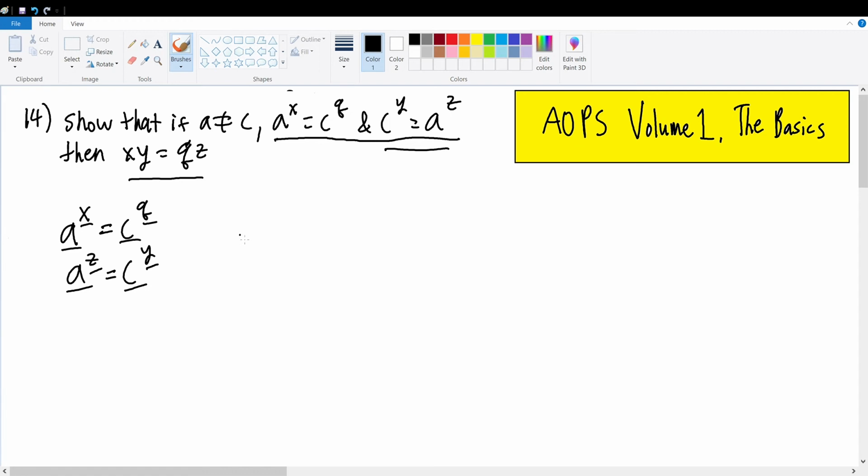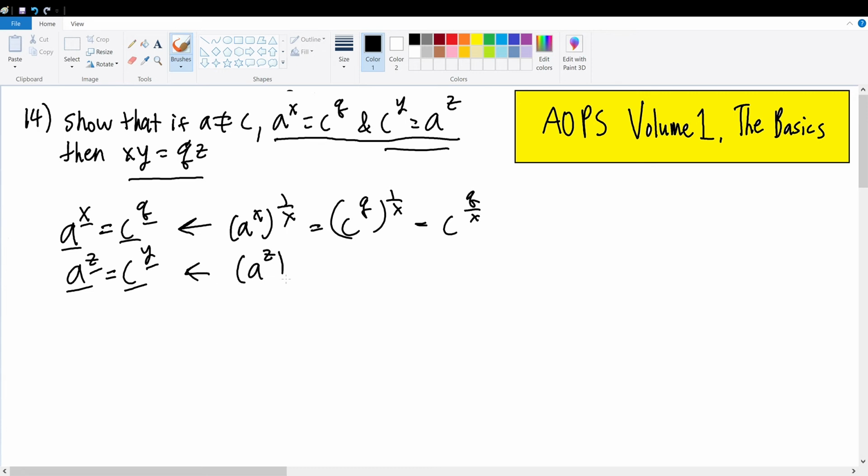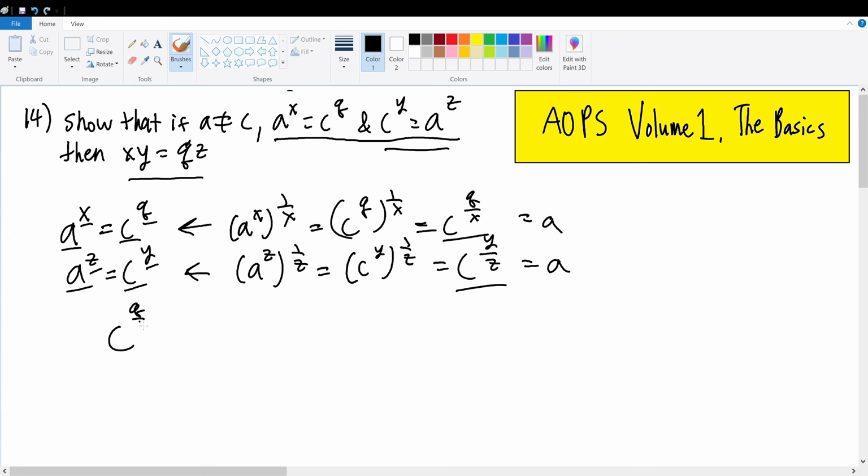And what we can do is we can raise this equation on both sides by 1 over x power. So a to the x power raised to the 1 over x power should be equal to c to the q power raised to the 1 over x power, which is equal to c to the q over x. And for this one, let us try to isolate a by raising it to the 1 over z power, which is equal to c to the y raised to the 1 over z power, which is equal to c raised to the y over z power. And we see here that both of these equations are equal to a. So that means that this term must be equal to this term. So c raised to the q over x must be equal to c raised to the y over z power.